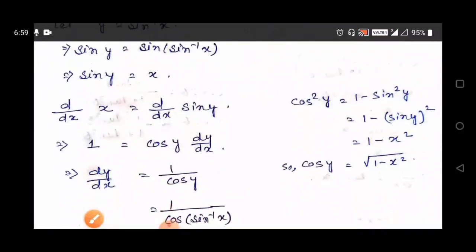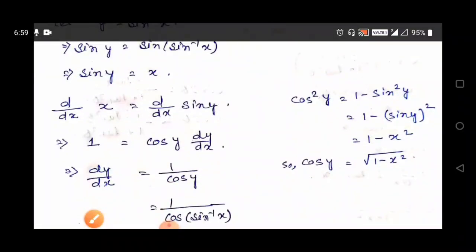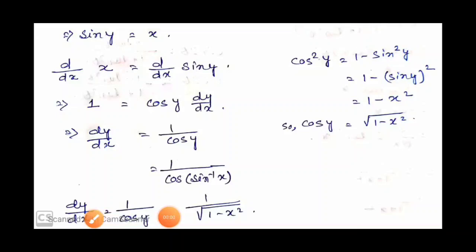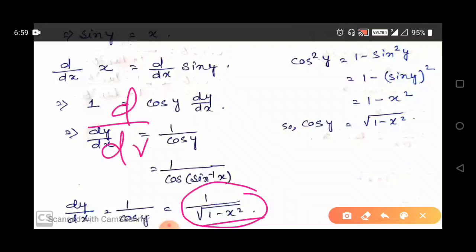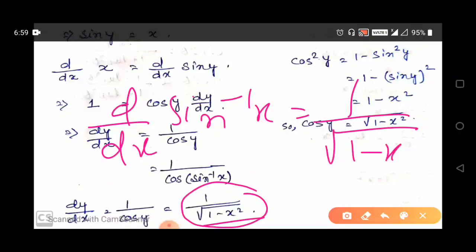Now cos y will be equal to root over 1 minus x square. So here in place of cos y we can write root over 1 minus x square. So dy by dx will be equal to 1 by root over 1 minus x square. So from here we can say d dx of sin inverse x is equal to 1 by root over 1 minus x square.